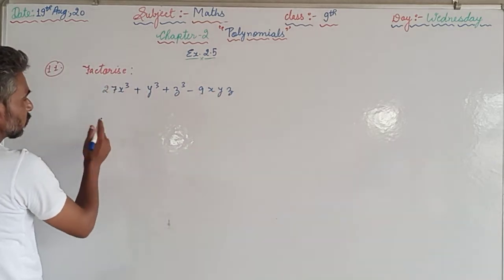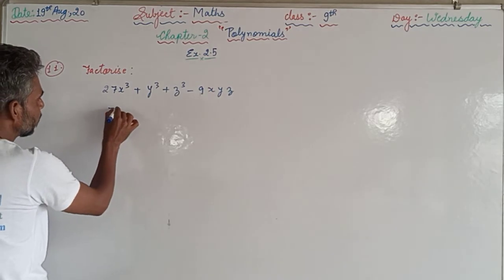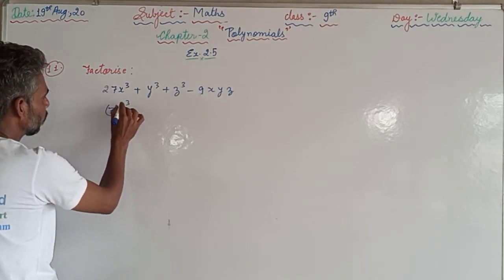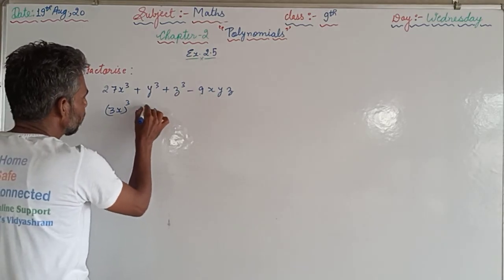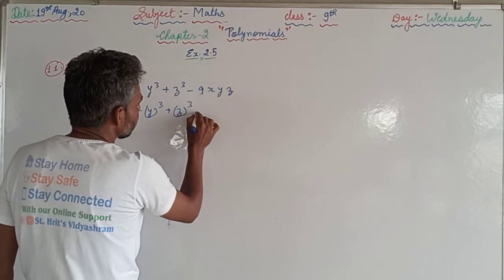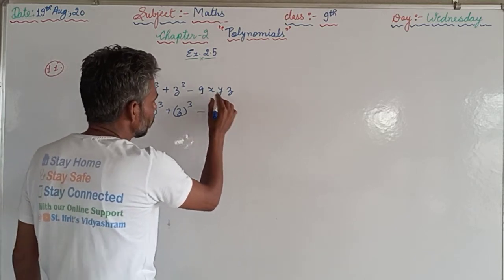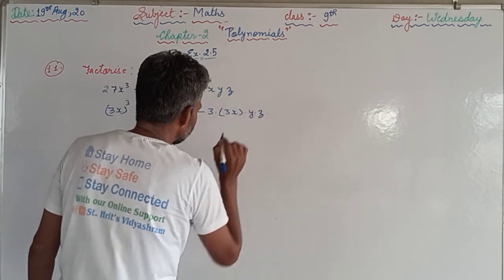This we can reduce. First of all, we will write it in the form of perfect cubes. So this will be (3x) whole cube, meaning 3 3s are 9, 9 3s are 27, plus y whole cube plus z whole cube minus 3 into 3x into y into z.